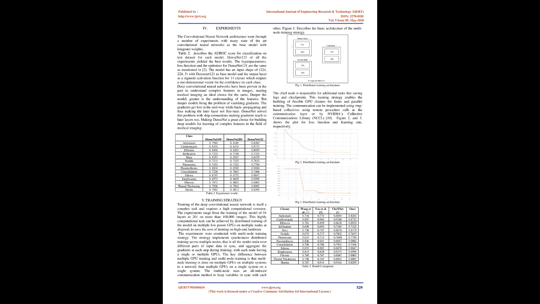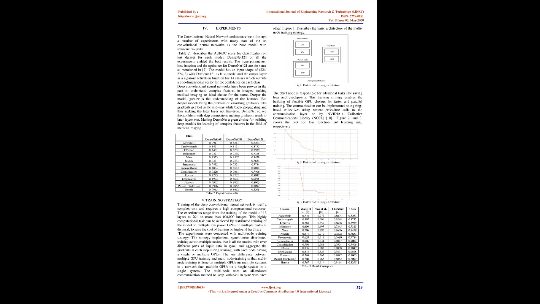4. Experiments. The convolutional neural network architecture went through a number of experiments with many state-of-the-art convolutional neural networks as the base model with ImageNet weights. Table 2 describes the IJERT score for classification on the test dataset for each model. DenseNet 121, of all the experiments, yielded the best results.